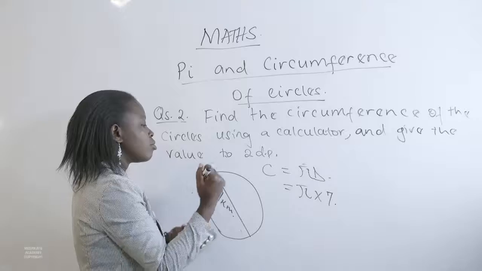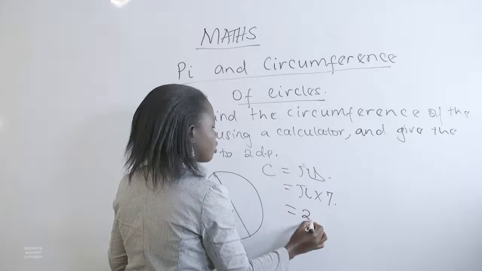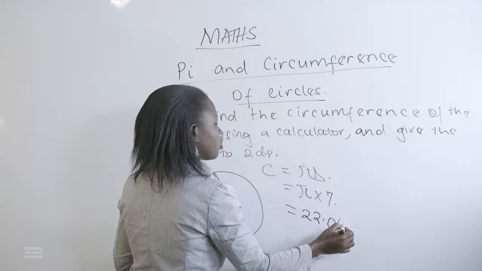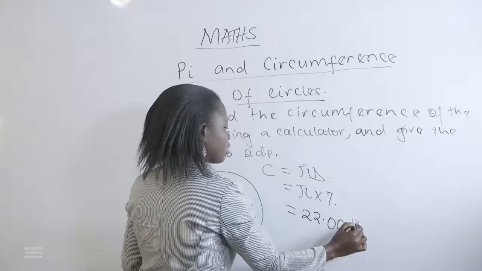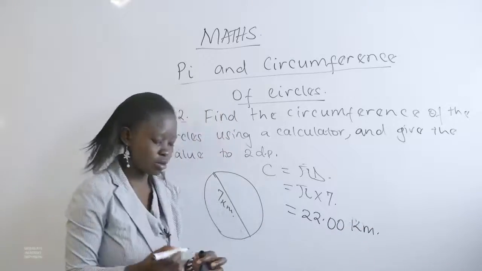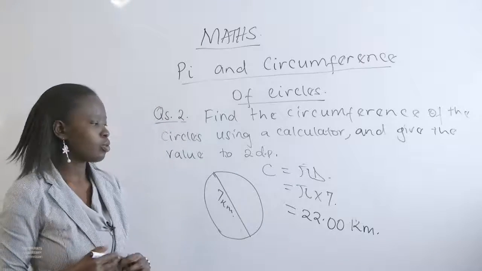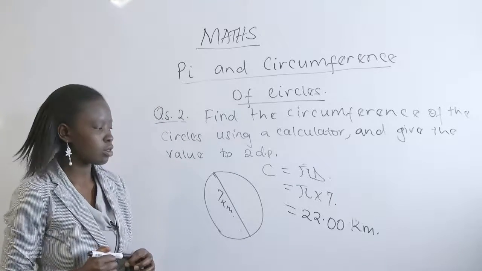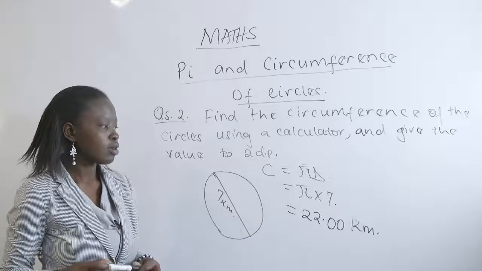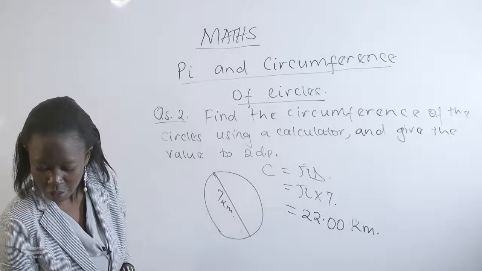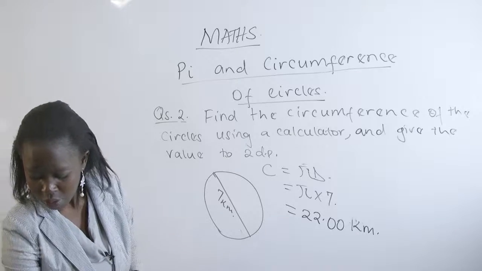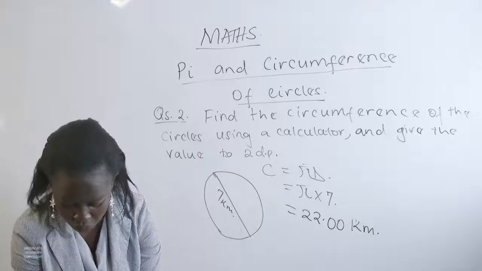Pi times 7 gives us 22. We were to give our answer to two decimal places, so that means we have 22.00 kilometers. So that is the calculation using the calculator.